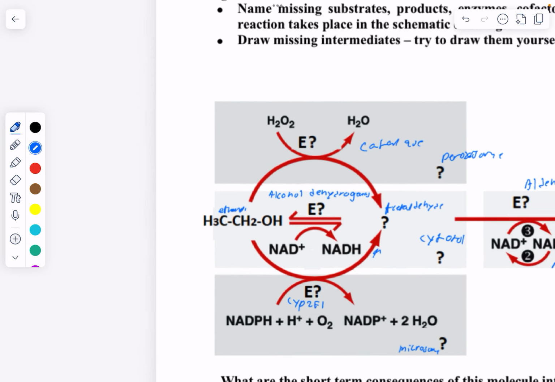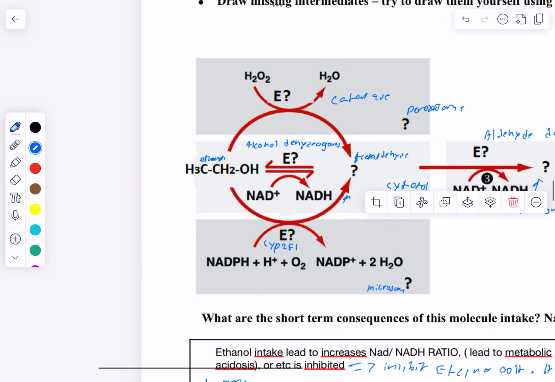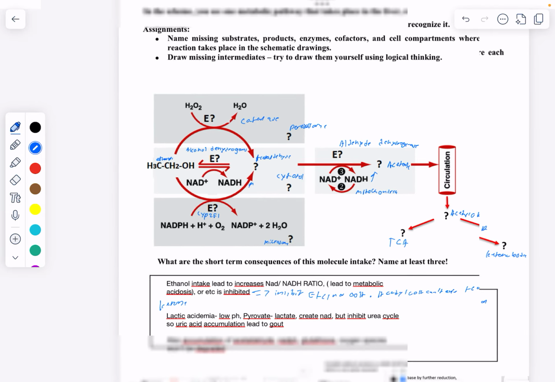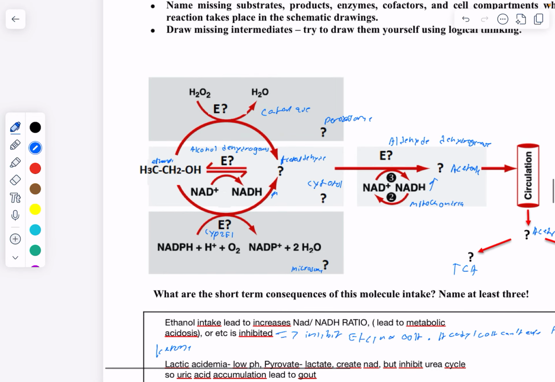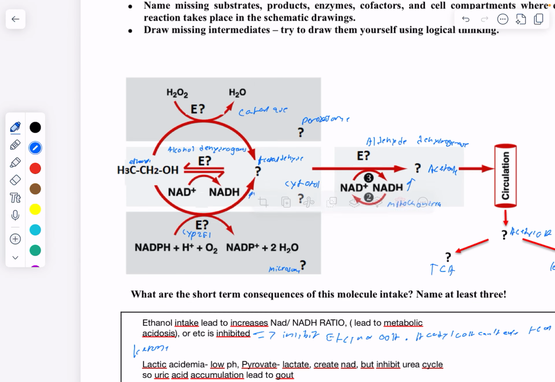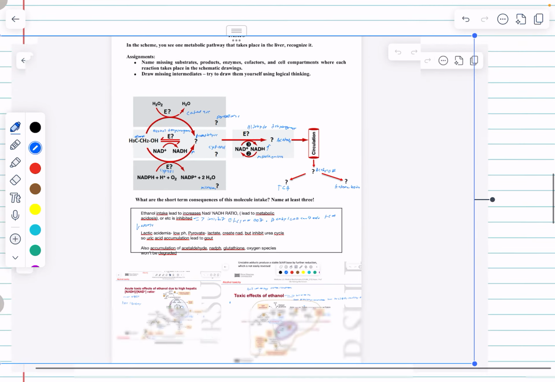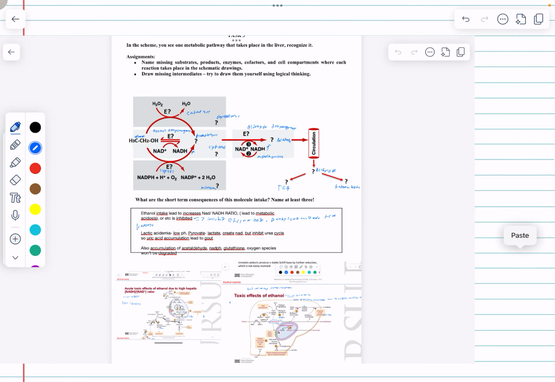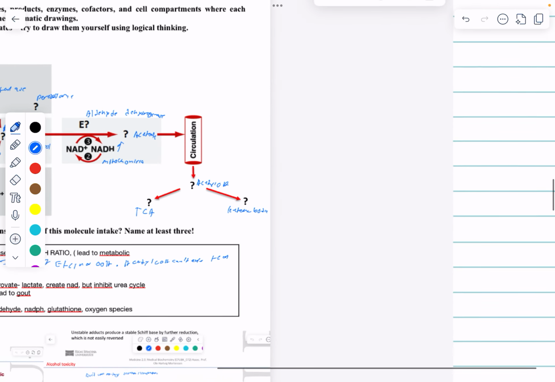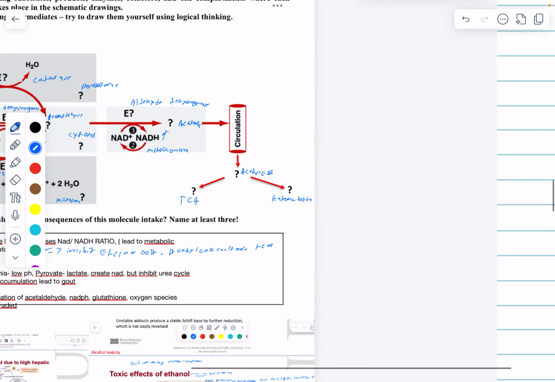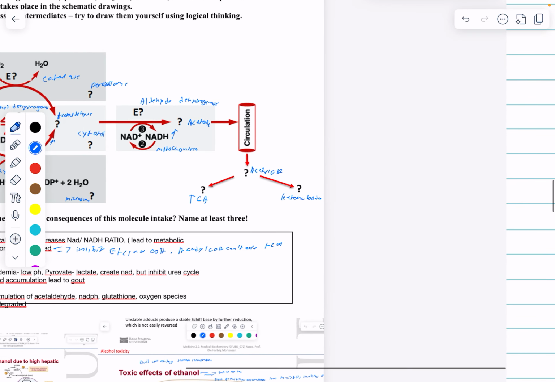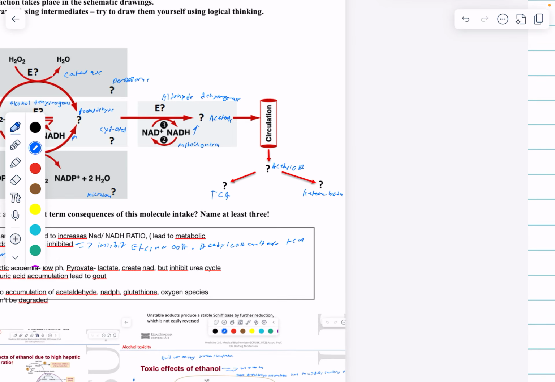So what are the molecules? Firstly, you have ethanol with alcohol dehydrogenase creating acetaldehyde. And this acetaldehyde in the cytosol will then, by aldehyde dehydrogenase, create acetate. And then this acetate could go to the circulation, and from the circulation it could create acetyl coenzyme A, which could then, for example, form ketone bodies in case of starvation or enter the citric acid cycle.